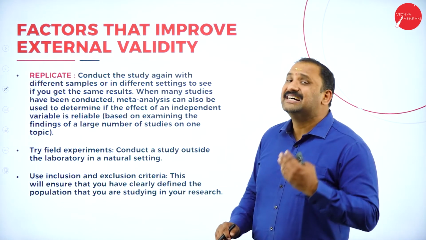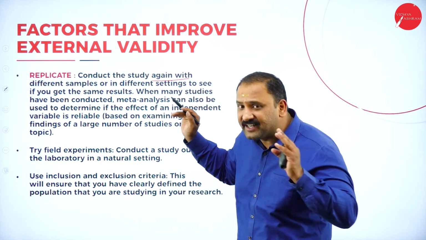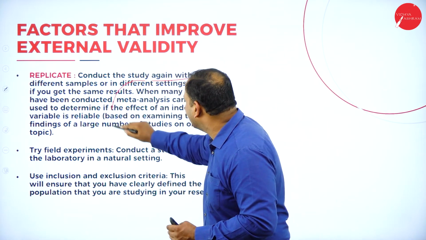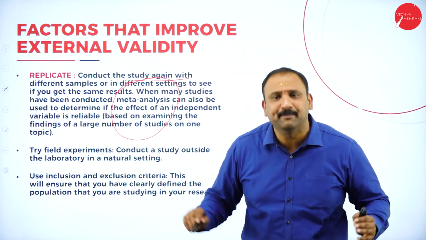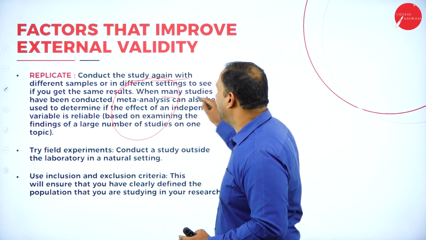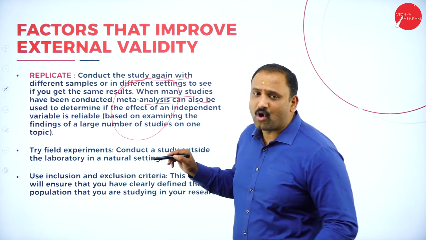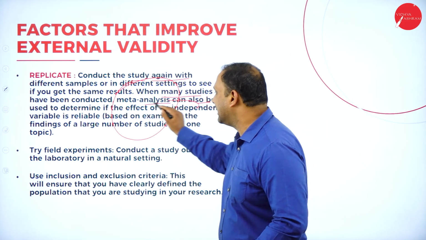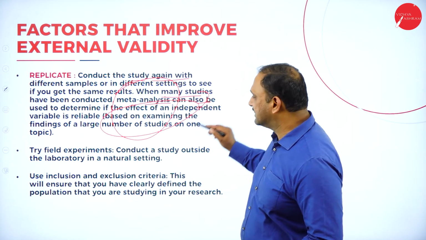The next thing is to replicate it. Conduct the study again with different samples or in different settings to see whether you are able to get the same results. Is it possible? When many studies have been conducted, meta-analysis can also be used to determine whether the effect of the independent variable is reliable.